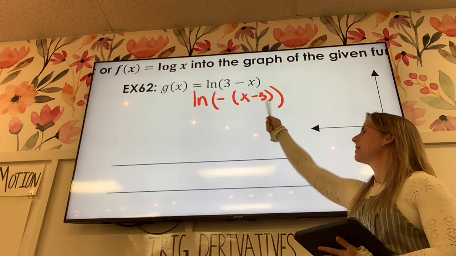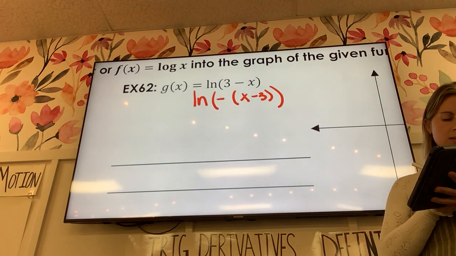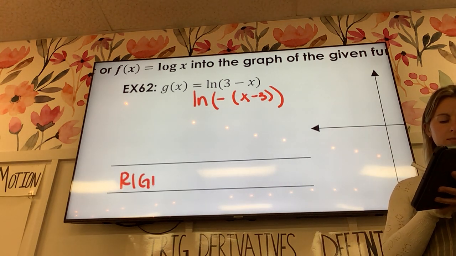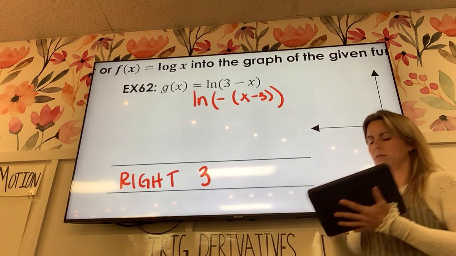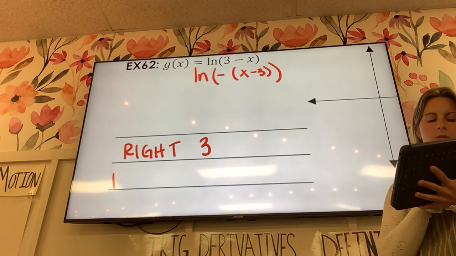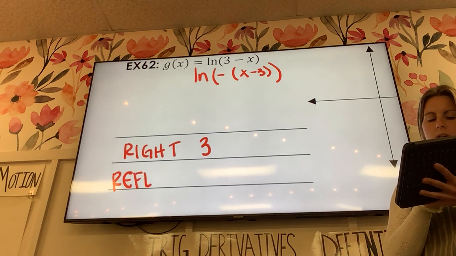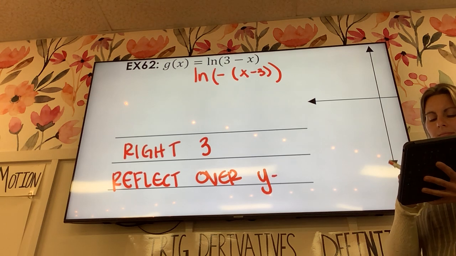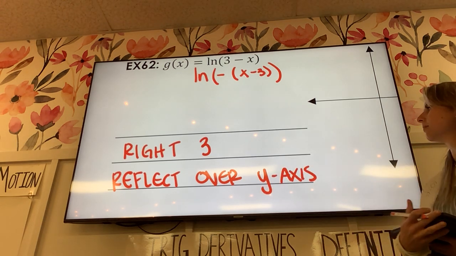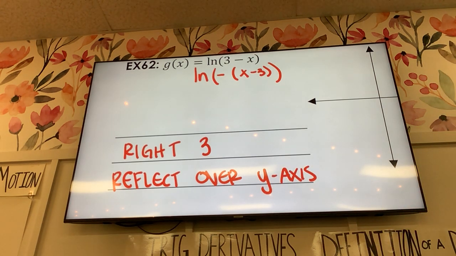All right, so what is this minus 3 going to do? Right 3. And then what will the negative do? It will reflect over y. So the negative is going to reflect over the y, and then that minus 3 will go right 3.